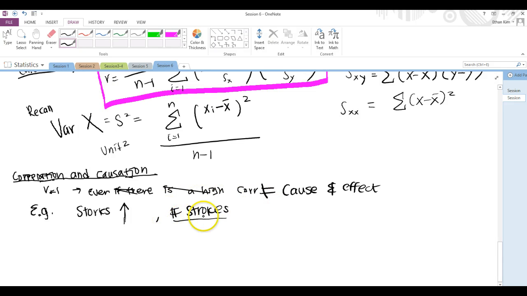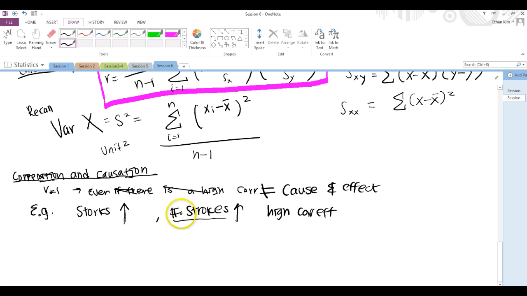So these are highly correlated, meaning a high correlation coefficient, right? But does that mean having a large number of storks causes more strokes? No, these are not related at all. I mean, there might be a relationship between the two, but this doesn't necessarily affect the number of strokes.